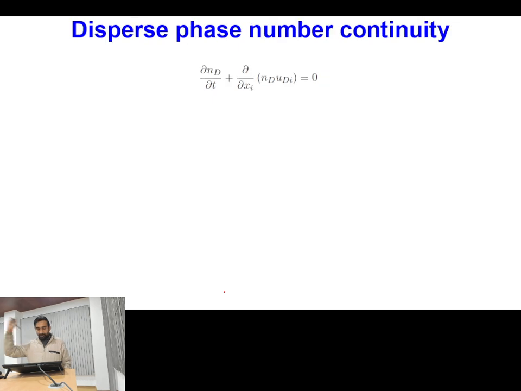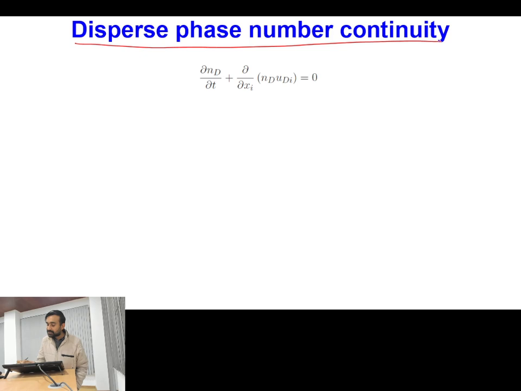So if you go further and write the dispersed phase number continuity equation, what is the meaning of number continuity? Till now, whenever we are writing the continuity equation, we are considering only the volume fraction of the dispersed phase, okay, as the identity. Now we will be considering the number of particles present in the system as the identity. So that's why I am calling this the dispersed phase number continuity equation.